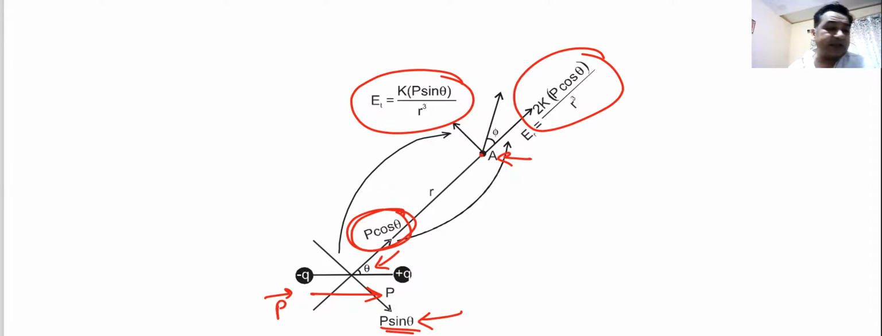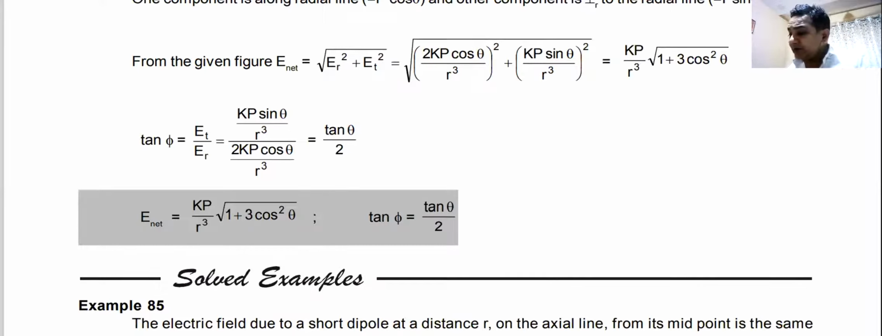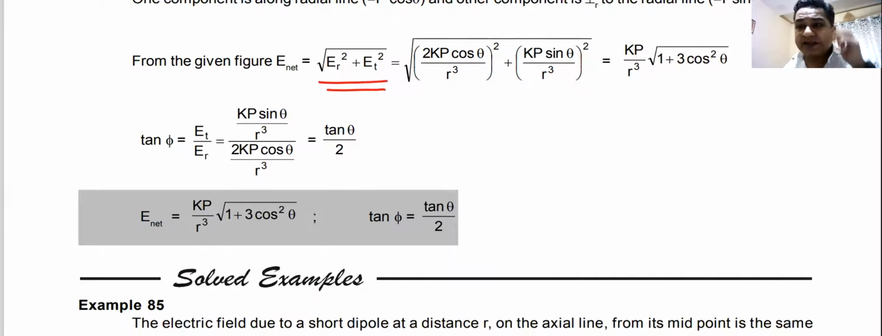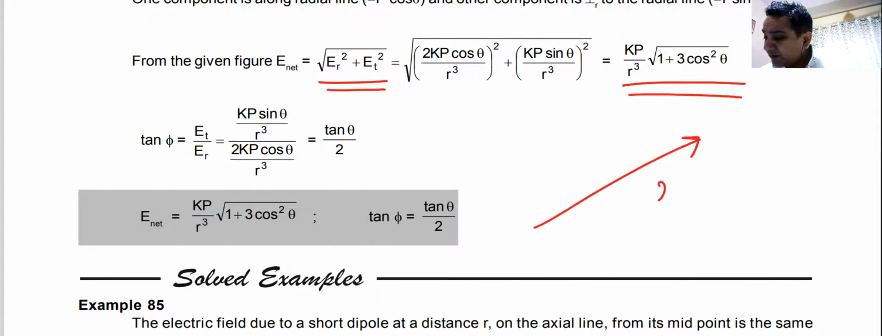I think this method is given in your CBSE textbook. Now these two fields will be perpendicular to each other, and you can get the value of the net field by adding them up as the square root of E_r square plus E_t square. So your net electric field will be like this. It will make an angle phi with your r vector. Here is your r vector.